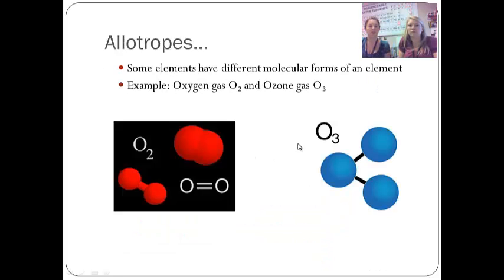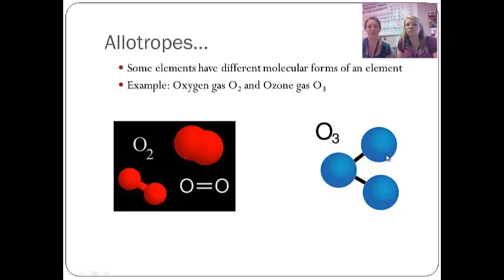Sometimes you'll get these things called allotropes, which are molecules that are the same element, but they act differently. The example we have here is O2. What is O2 famous for? Breathing. Without O2, after about 5 to 10 minutes, your body functions would cease to exist, or start breaking down at least. So here we have O2 that's essential for life.